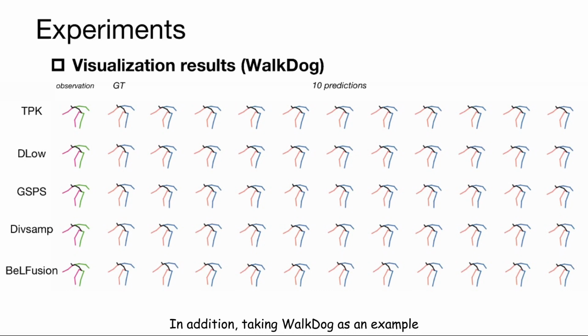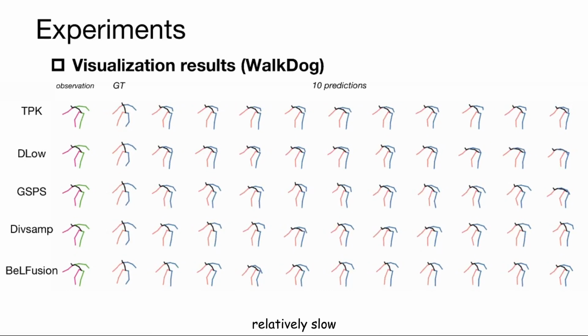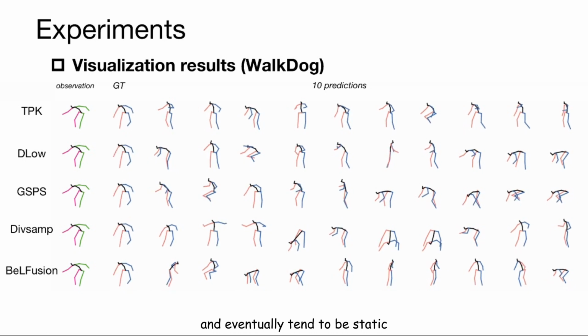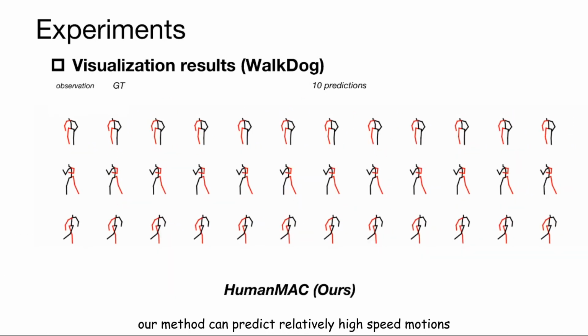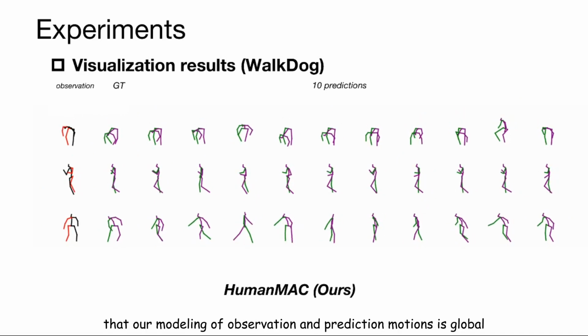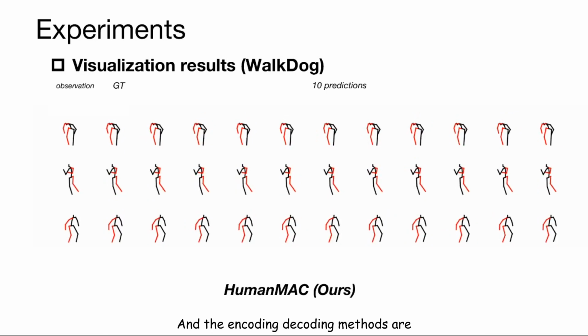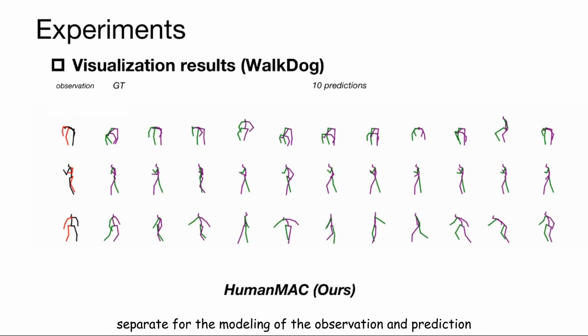In addition, taking walking a dog as an example, the prediction motions of the baseline work are relatively slow and eventually tend to be static. However, our method can predict relatively high-speed motions. This result is mainly due to the fact that our modeling of observation and prediction motions is global, while the encoding-decoding methods are separate for the modeling of the observation and prediction.